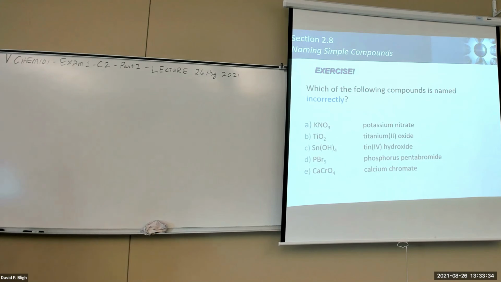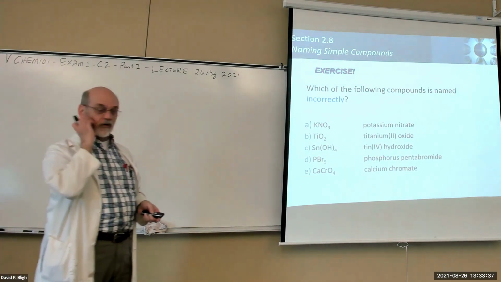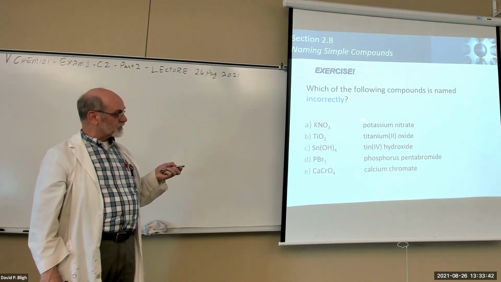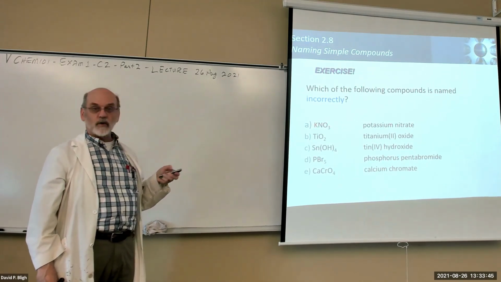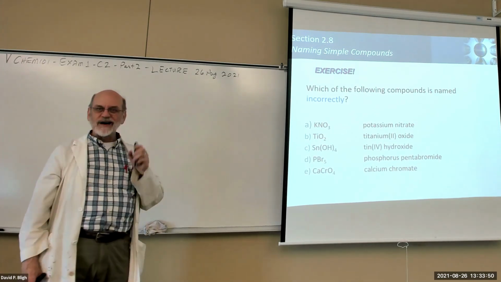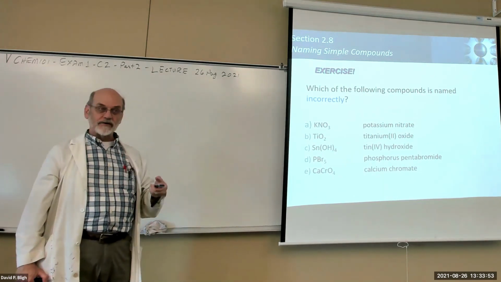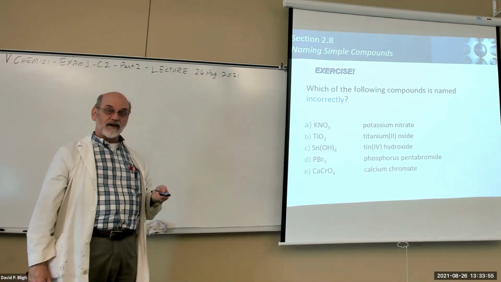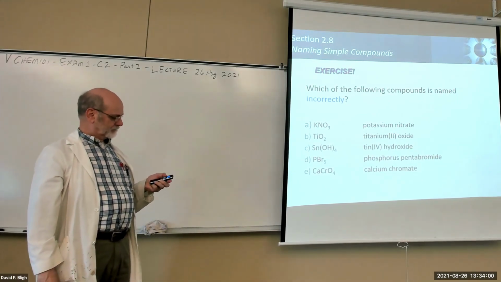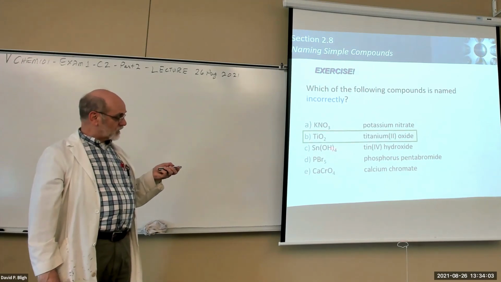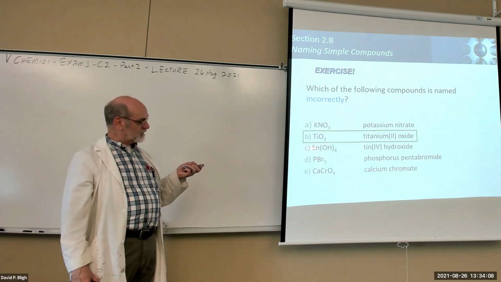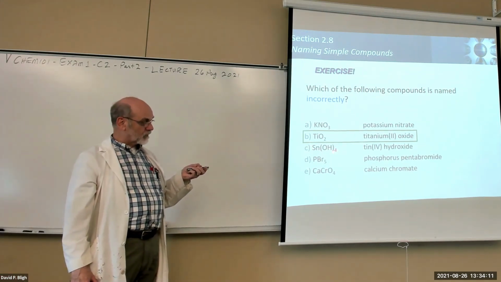If we make it quick, are these named correctly? Which one is not named correctly? That's a fixed charge, so we only have to say potassium nitrate because that's +1, -1. That's good right there. How about this one? Oxygen is 2-, so 2 times that is 4-, correct? That means titanium has to be 4+, which is wrong. So that's the bad one. These are still good. Hydroxide is -1, and tin then would have to be +4 to match those charges.